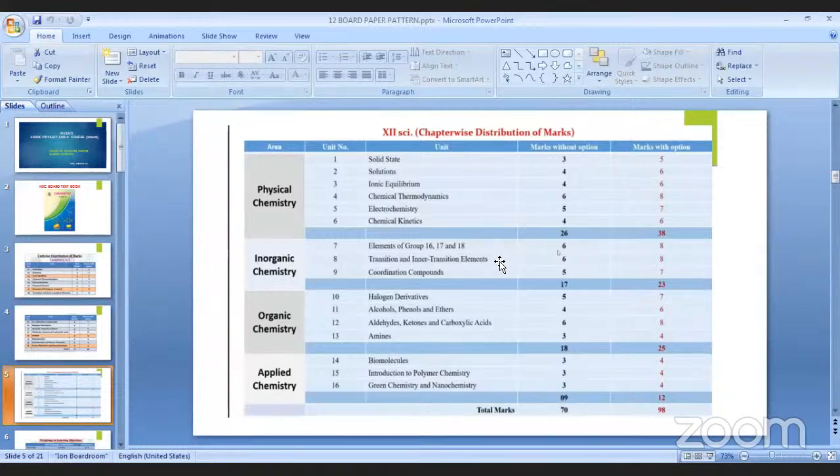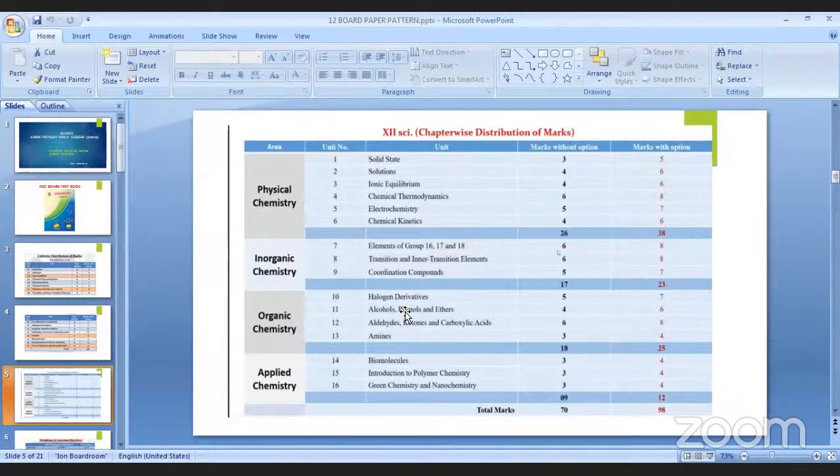Transition, inner transition elements and coordination compounds. You know the questions that are definitely asked on this topic, like finding the EN number, and writing the IUPAC nomenclature of the given complex. So all this you have to do. If you look properly, the question remains the same, only the example is changed.